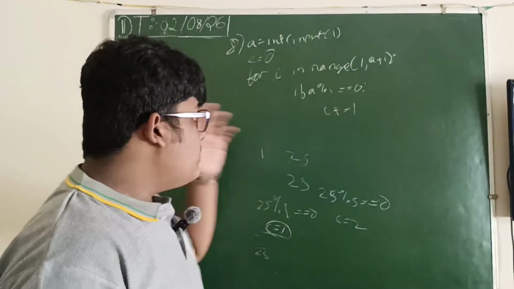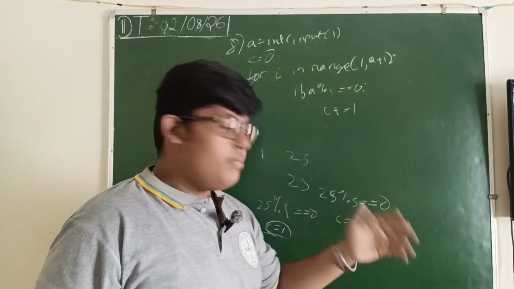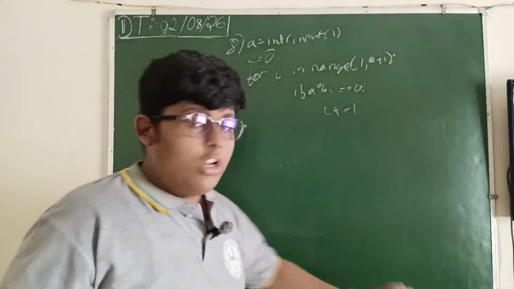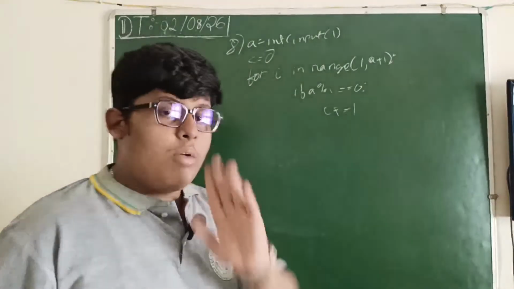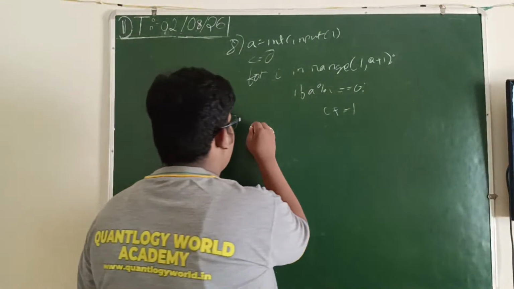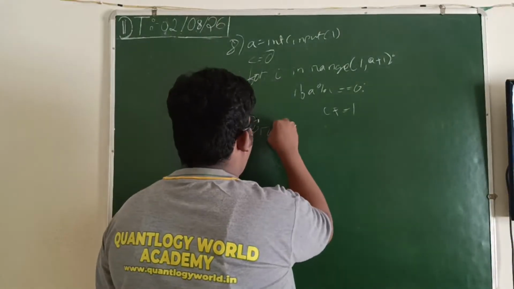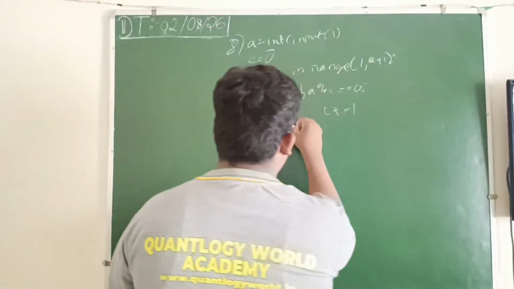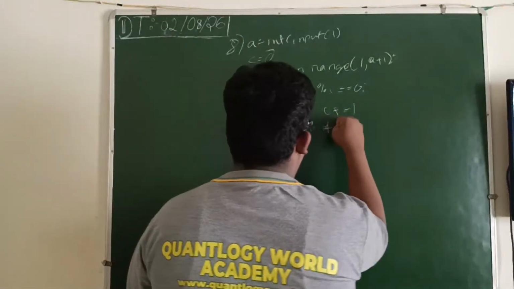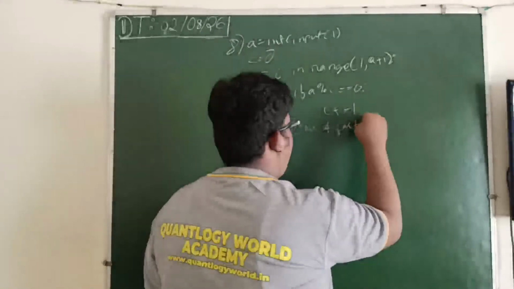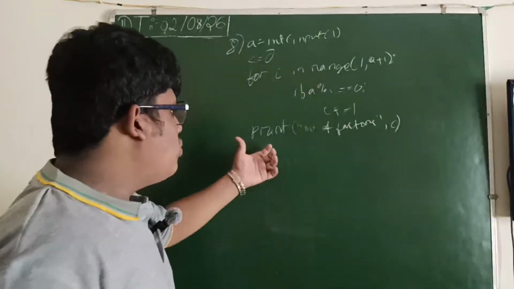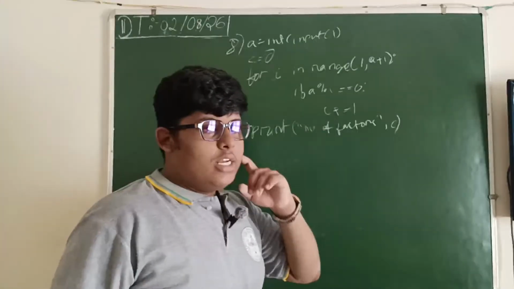Like this c's value will increase by 1 each time, and at last, after the for loop completes, we get the number of factors of the number. Last, we will print the number of factors, that is c.